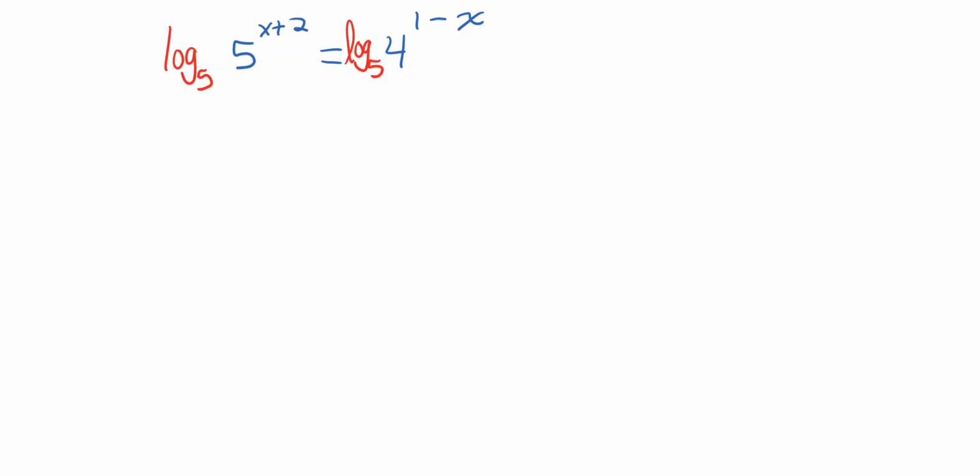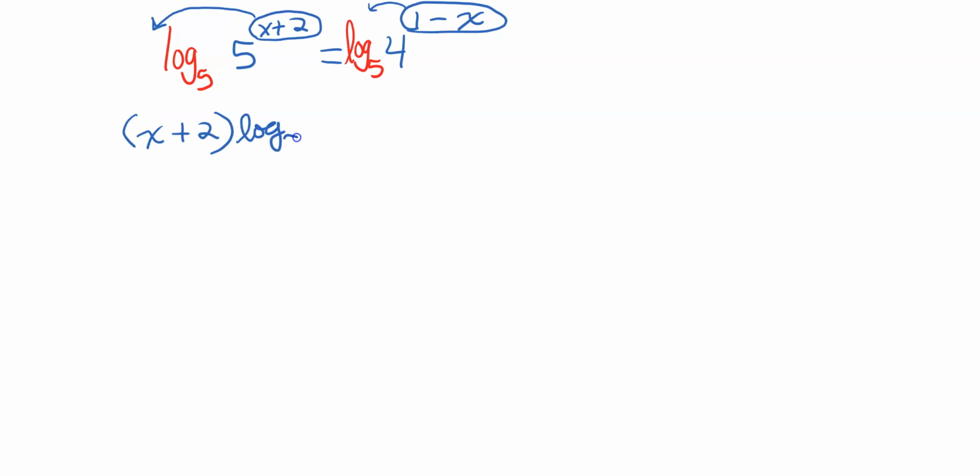Okay, now what will that do? Well, first of all, the exponent here gets to go in front of the log, and same for this one, right? So I will have x plus 2 times log base 5 of 5. But what do we know about log base 5 of 5? It is 1. So I don't need to be writing that. I can just say that is 1 times x plus 2, which is just x plus 2.